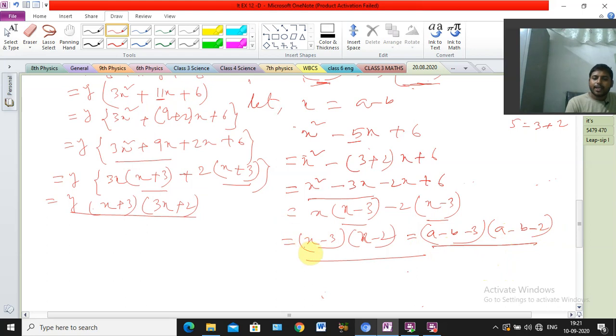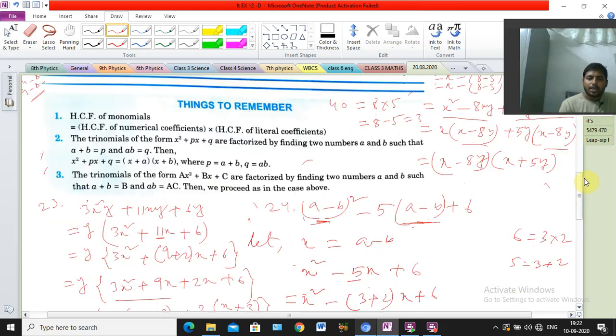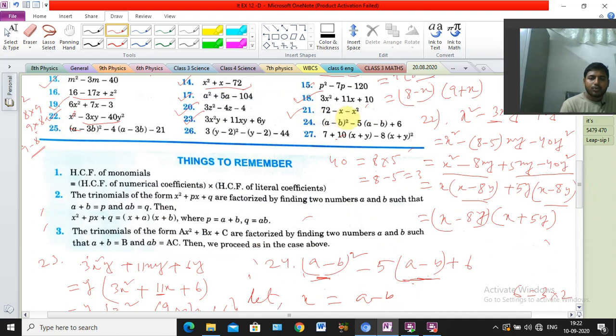If you write x minus 3 and x minus 2, your marks will be deducted. That is the thing. Suppose it is a 2 marks question, you will get 1.5 marks like that. Okay, clear? So 24 complete. Next 25.